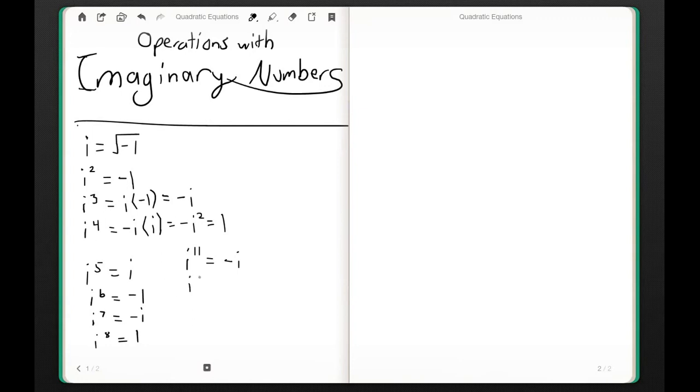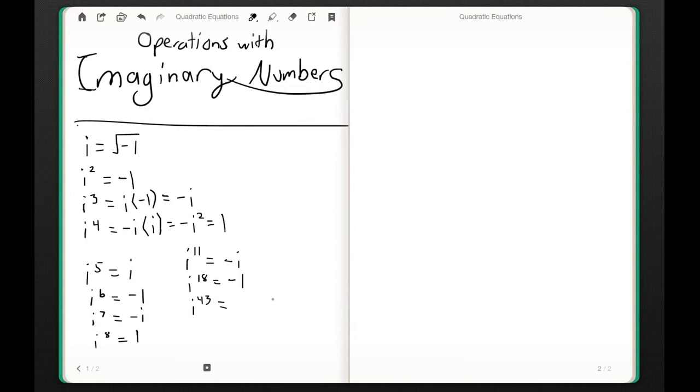How about i to the 18th? Well, we'll just keep going in the pattern. We have 8, 9, 10, 11, 12, 13, 14, 15, 16, 17, 18. i to the 18th will be -1. Now, we start getting higher numbers like i to the 43. There is a faster way to do this than having to keep counting through the pattern all the time.